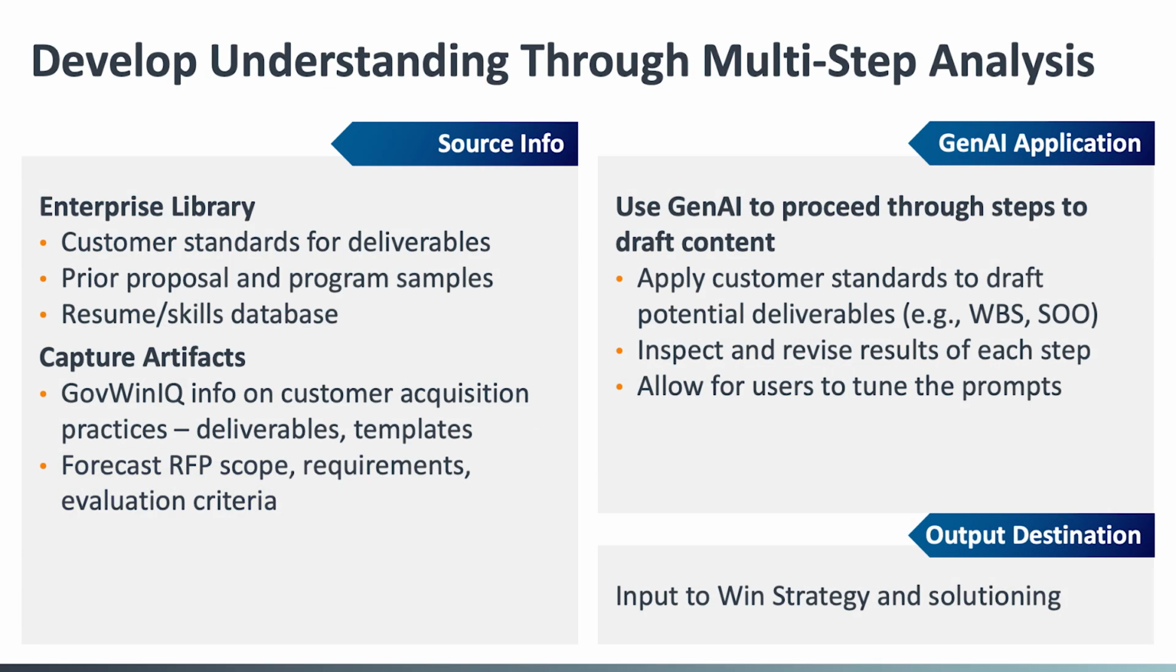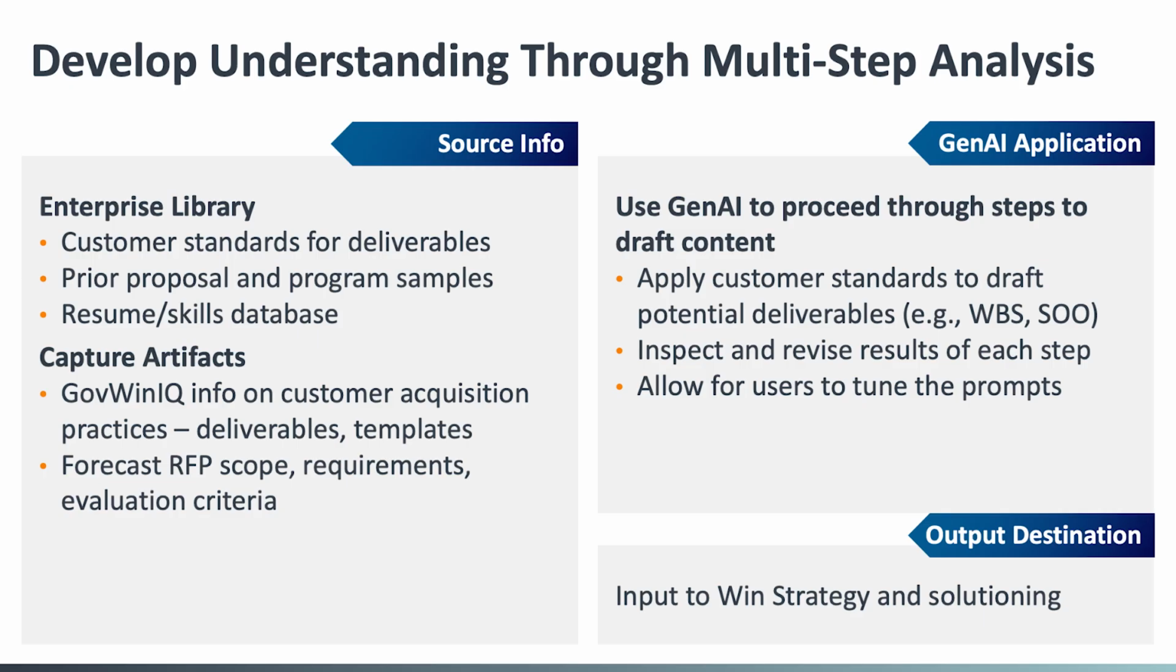So our source info and our enterprise library is, what does the customer want in their deliverables? What are their standards for deliverables? What kinds of things have they asked for in the past, for instance, when they've done a solicitation? You can use prior proposal program samples. You can have a resume skills database. These are all, again, relevant content for understanding customer objectives and requirements.